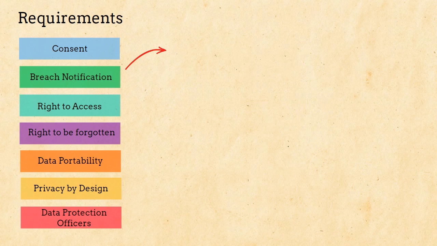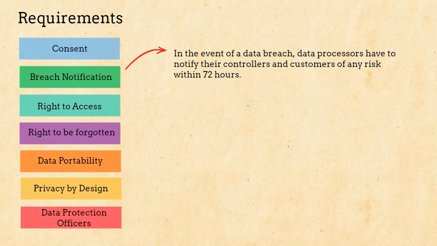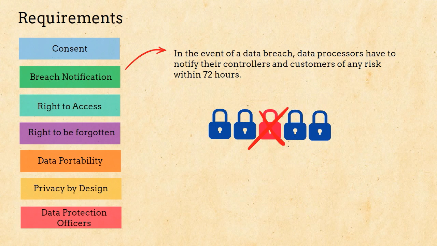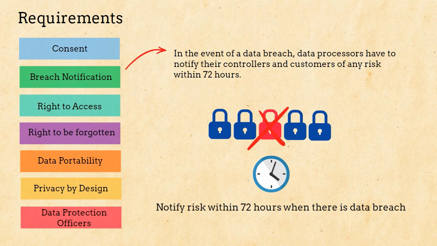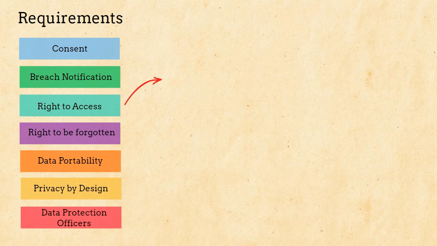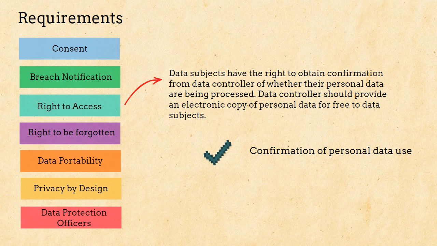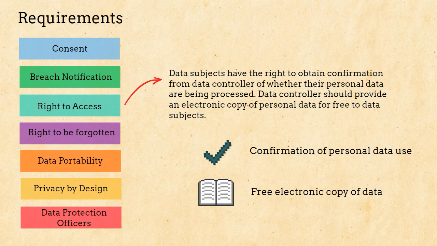Breach notification. In the event of a data breach, data processors have to notify their controllers and customers of any risk within 72 hours. Right to access. Data subjects have the right to obtain confirmation from the data controller of whether their personal data are being processed. The data controller should provide an electronic copy of personal data for free to data subjects.